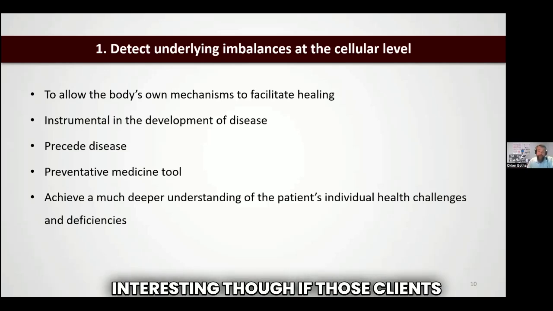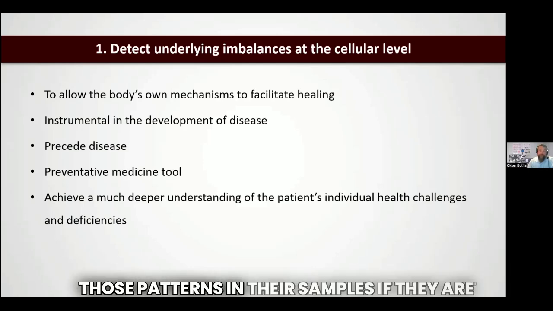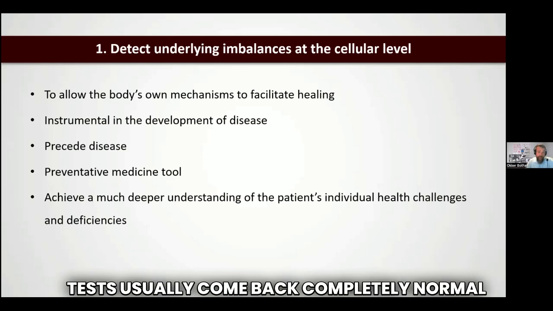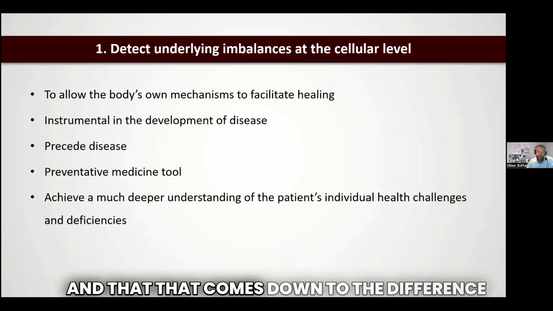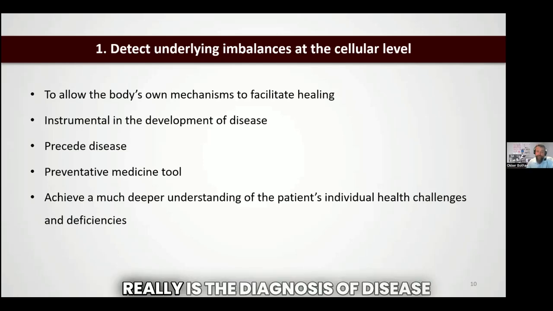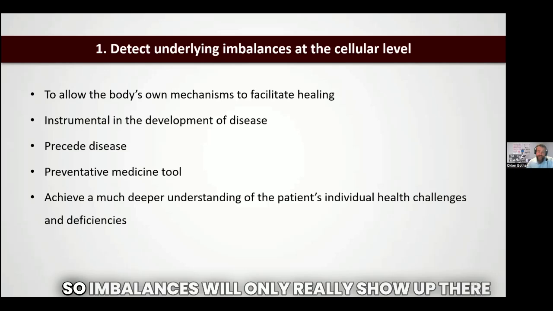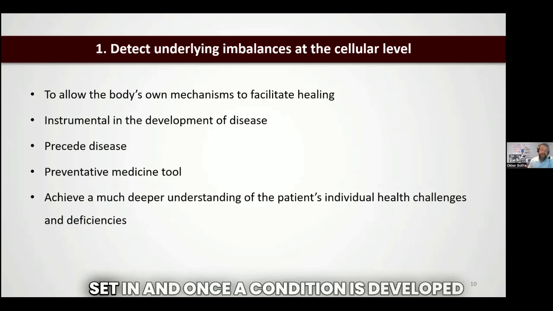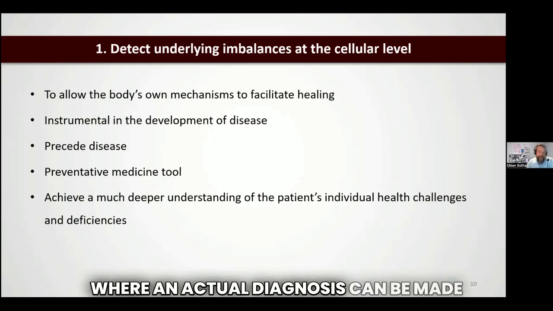Interesting though, if those clients who present with those patterns in their samples are sent for conventional liver function tests, those tests usually come back completely normal. And that comes down to the difference really between live blood analysis and conventional blood tests. In conventional blood tests, the focus really is the diagnosis of disease. So imbalances will only really show up there once things have already progressed, once pathology has set in, and once a condition is developed where an actual diagnosis can be made.